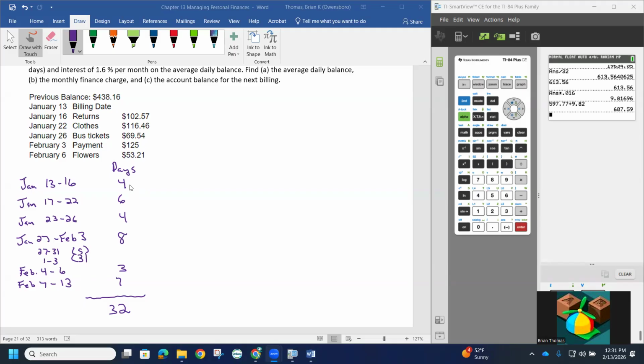So we determined that the number of days is going to be 4, 6, 4, 8, 3, and 7. Notice that the 27th through the 3rd, we had 5 days from 27 through 31 and 3 days from 1st to 2nd. So remember, to determine the number of days, we just subtract the end date and the start date and add 1. And that gives us our days, and the total days is 32. So our next step is now to determine the ending balance. I'm going to pause the video for a second and determine the ending balance.